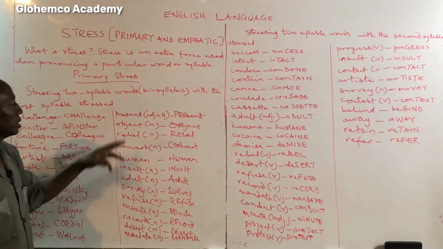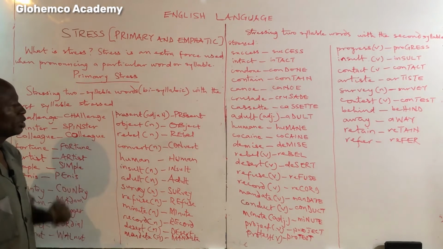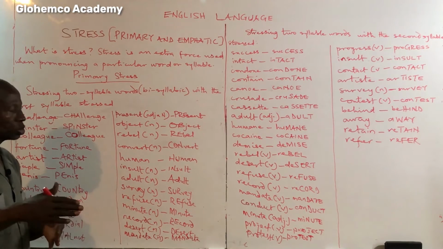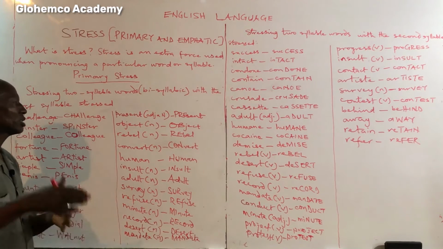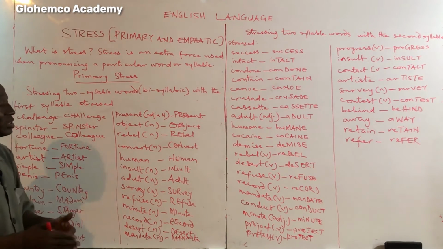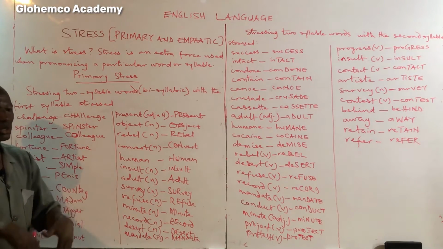Then object. Object, that is noun. You know, when you talk of construction of a sentence, we have the subject, we have the object. Object is the receiver of the action of the subject.